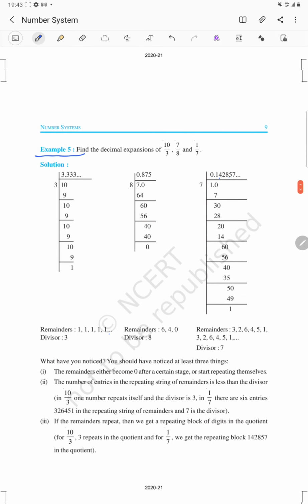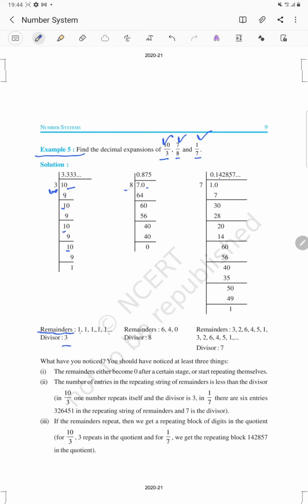As you can see in example number 5 we have three rational numbers, and to convert these numbers into decimal form, we need to divide the numerator by the denominator. So in each case, we are doing the division. Let us observe the first one. Here you see that 3 threes are 9, remainder is 1. Again, remainder is 1. So we observe the remainder is coming 1, 1, 1 again and again, and the process goes on when the divisor is 3.